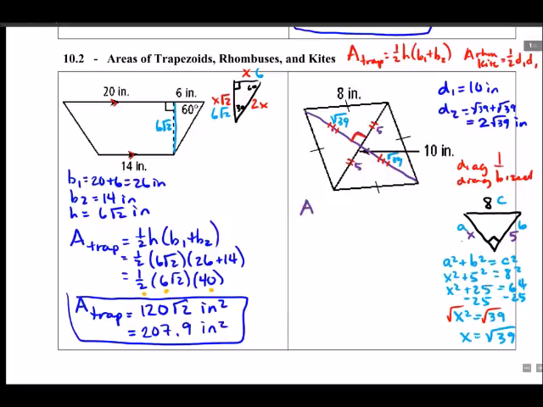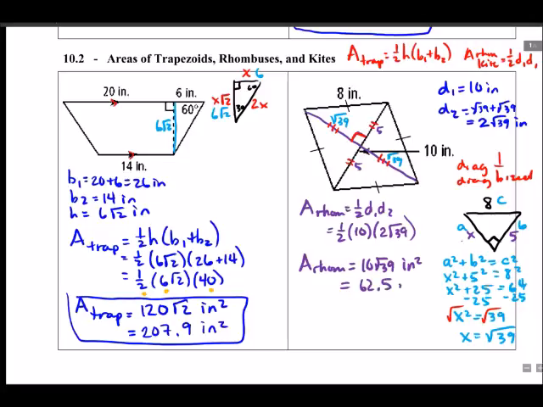So the area of our rhombus is 1/2 d1 d2. We simply put in d1 is 10, d2 is 2 square root 39. We just multiply our regular numbers. So the area of our rhombus is 10 square root 39 inches squared. And if we wanted to turn that into a decimal, that's 62.5 inches squared. So there's the area of our rhombus.